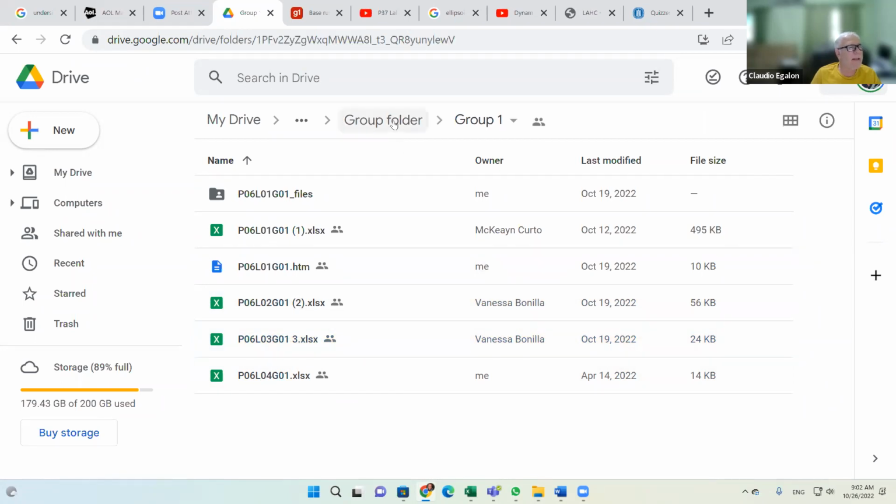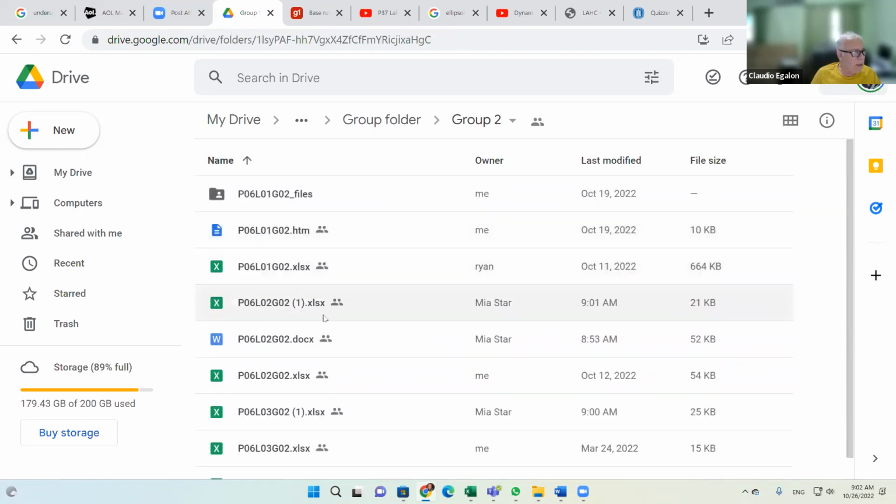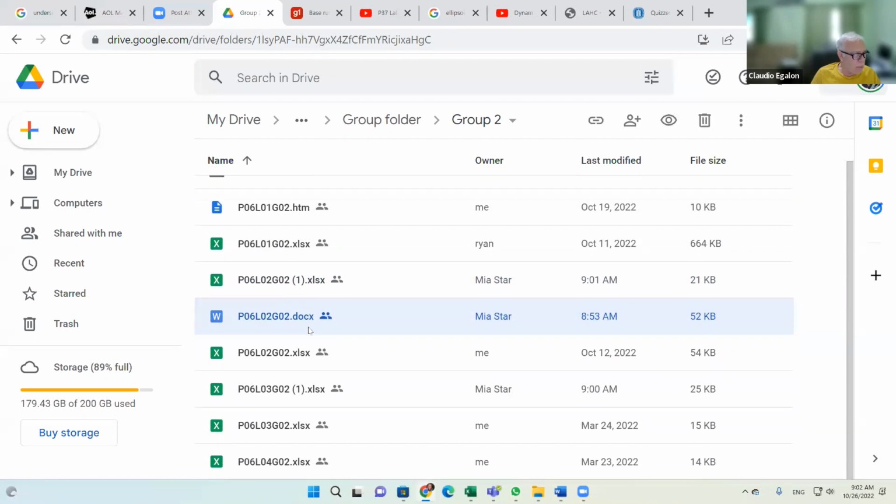Please do that. Don't forget, I don't see the Word document here, Vanessa. I see this, but not the Word document. So here you go. Lab 2, okay. Group 2 uploaded both the Excel and the Word document for lab 2, but I don't see the Word document for lab 3.